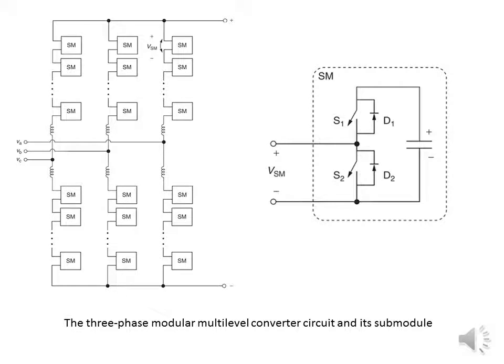The concept of the modular multi-level converter was first presented by Prof. Dr. Rainer Marquardt, a former Siemens employee, in a patent filed in 2002. The three-phase modular multi-level converter circuit and its half-bridge submodules are shown here on the right and on the left respectively.